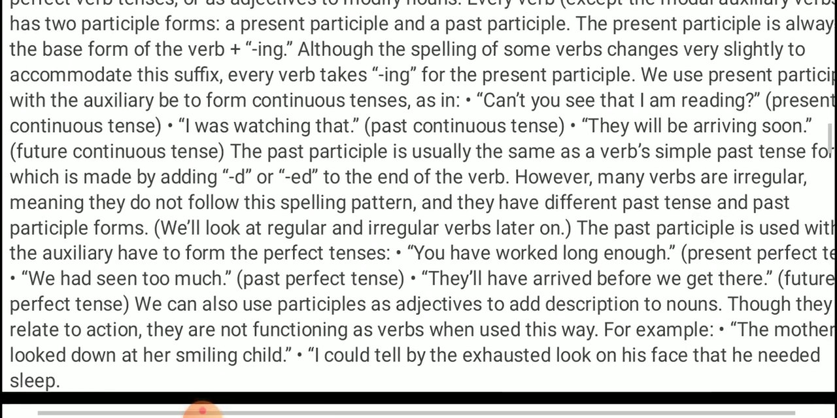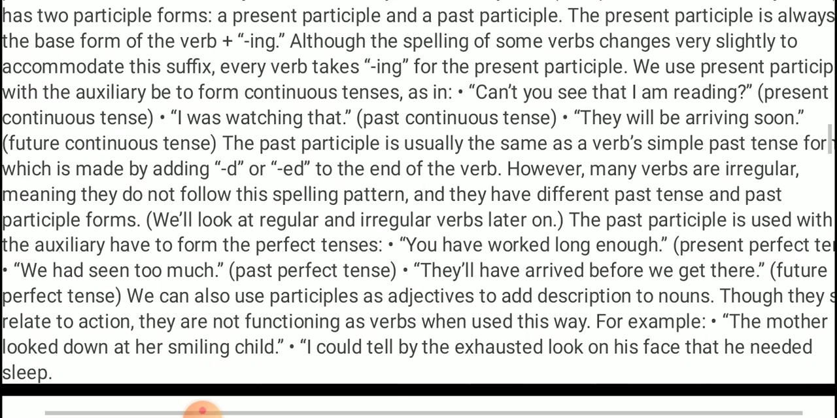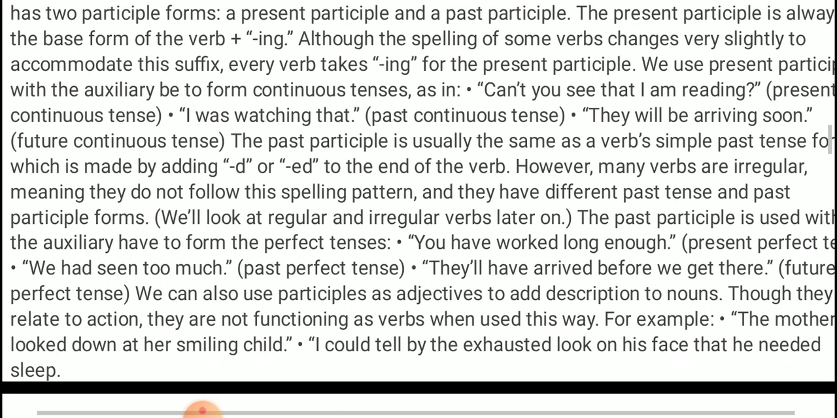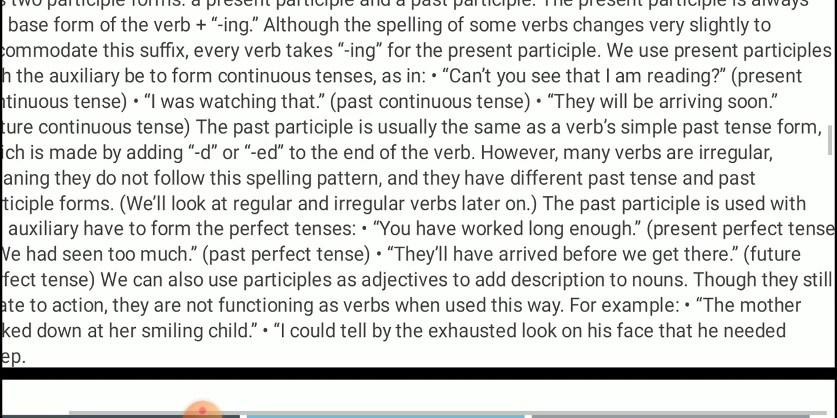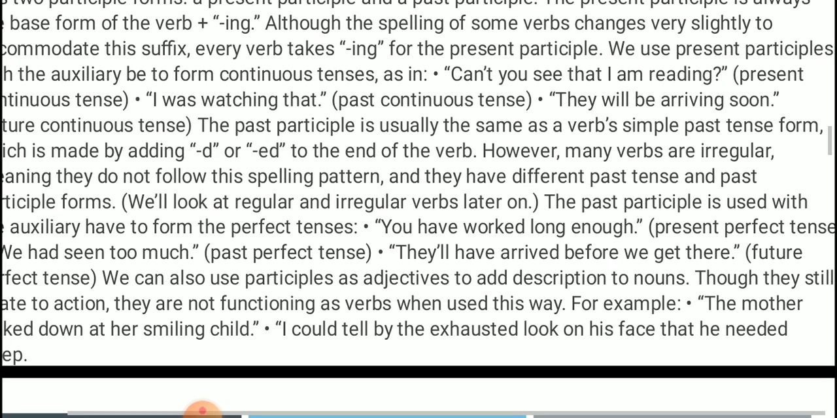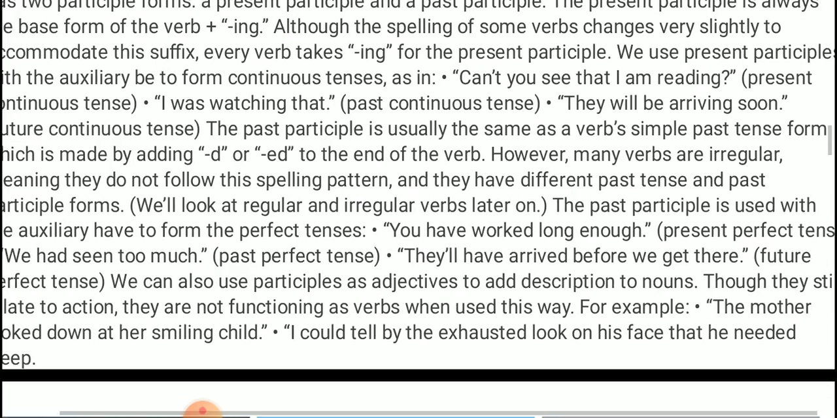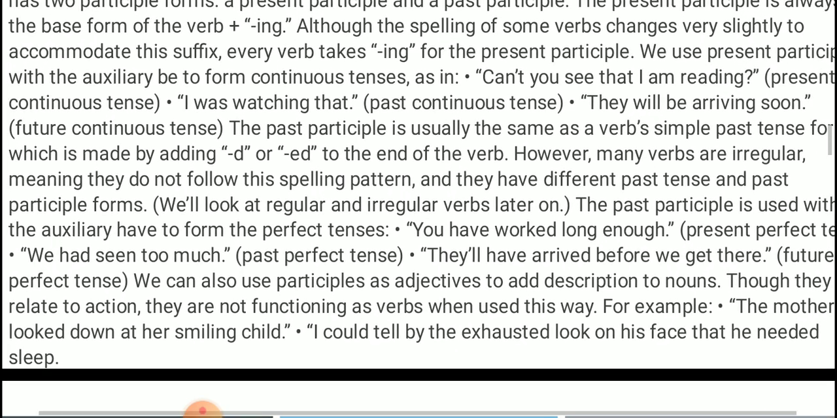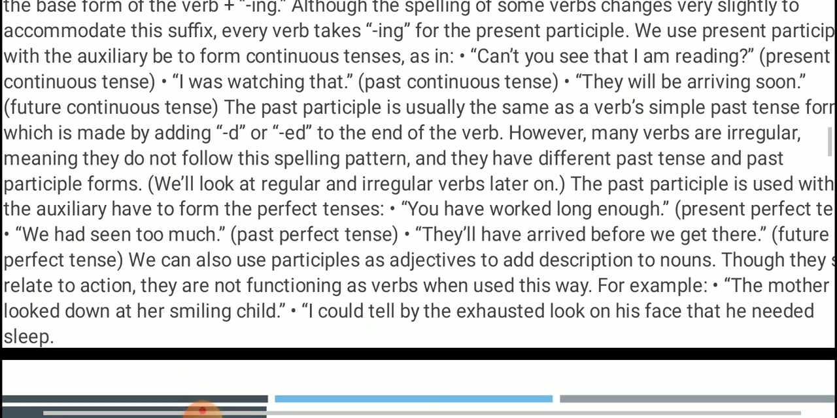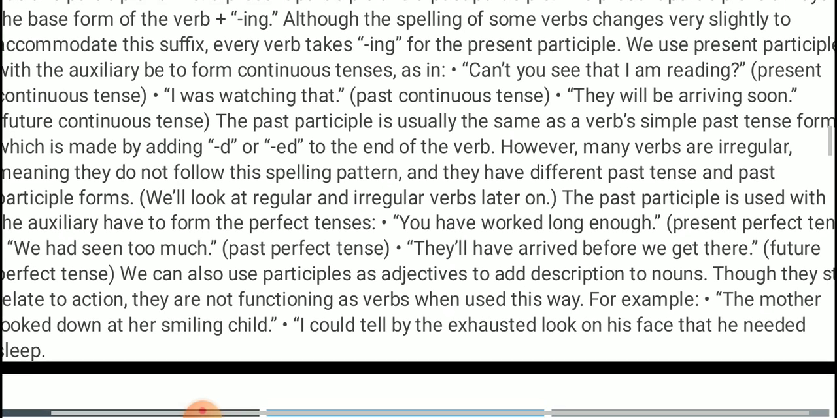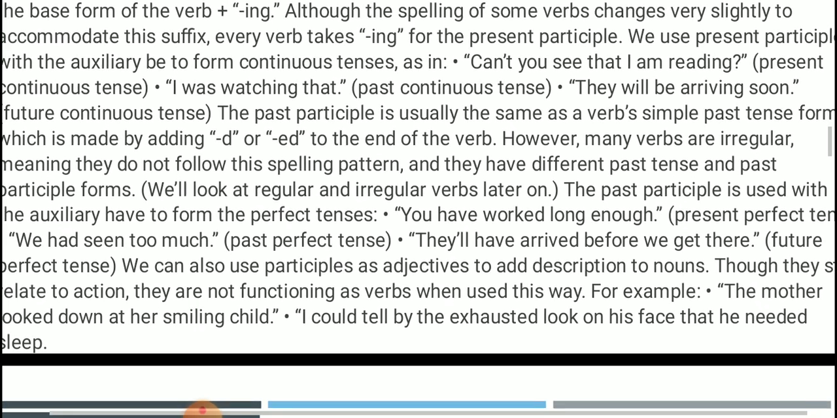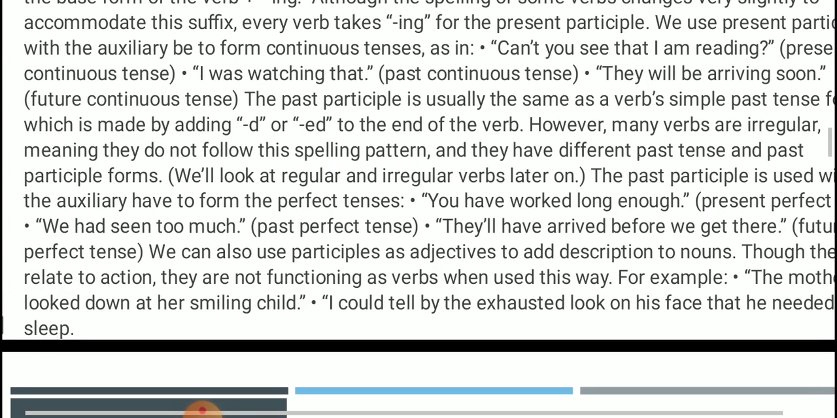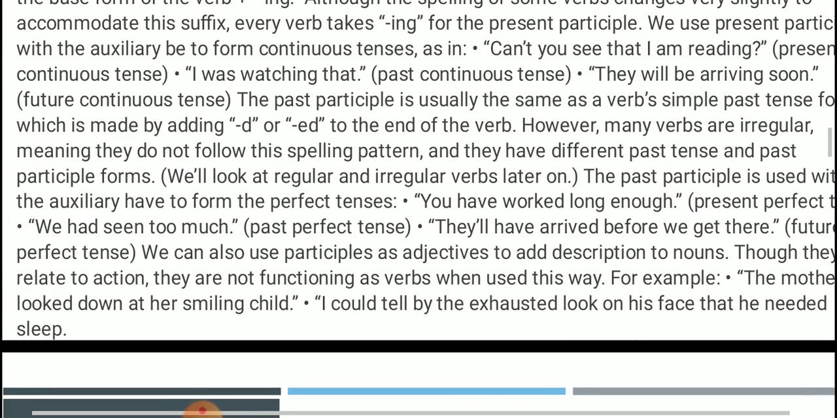So you can see here, I am reading it. Read is the base form of a verb, and ing has been used with it in order to give it a continuous tense. I was watching that. Instead of am, we have used was, so it is related with a past action. They will be arriving soon. Here you can also see it is a future continuous tense.